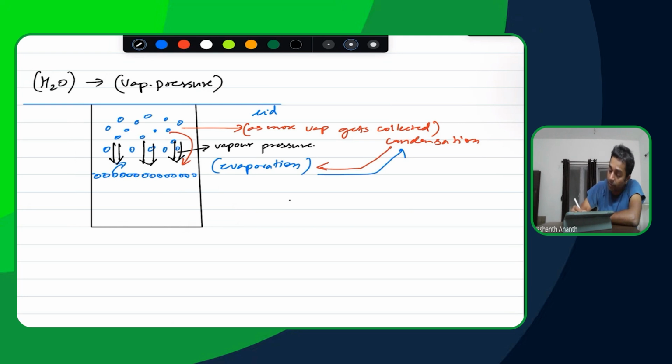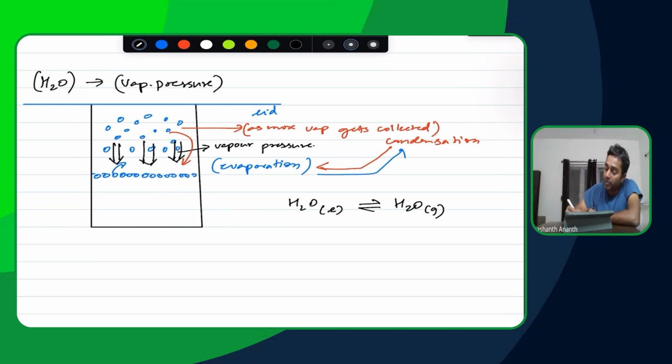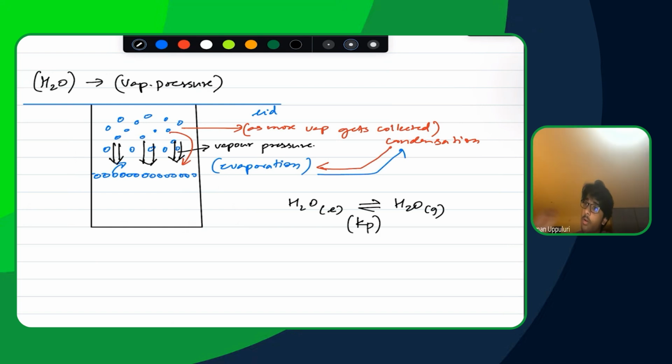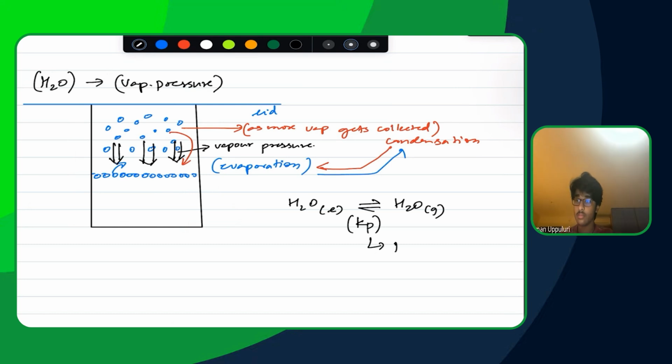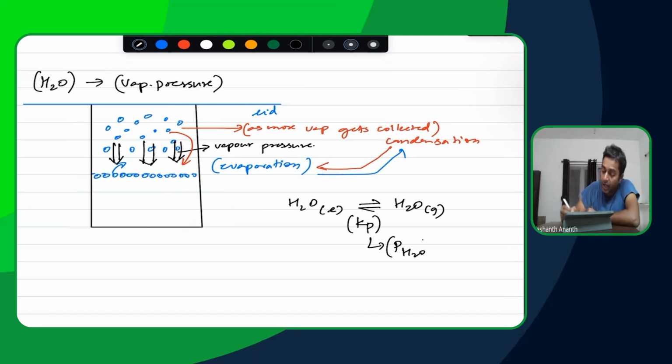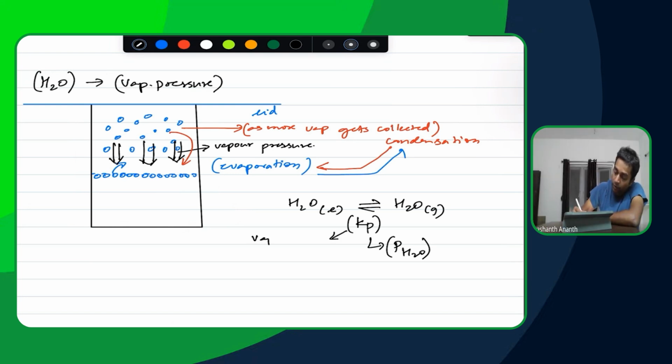The equilibrium that is established is H2O liquid in equilibrium with H2O gas. This equilibrium has an equilibrium constant Kp, and that is your vapor pressure. This means vapor pressure for water or any liquid at a given temperature is a constant. Yes, vapor pressure is an equilibrium constant.